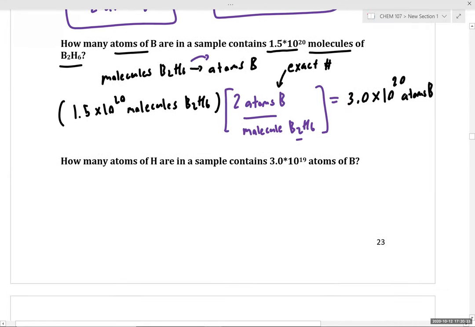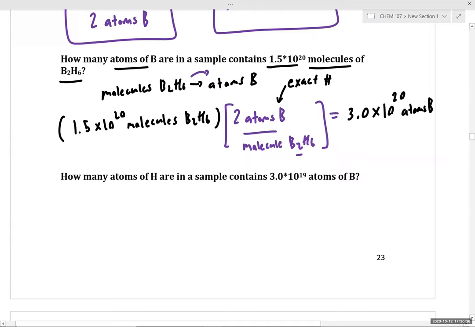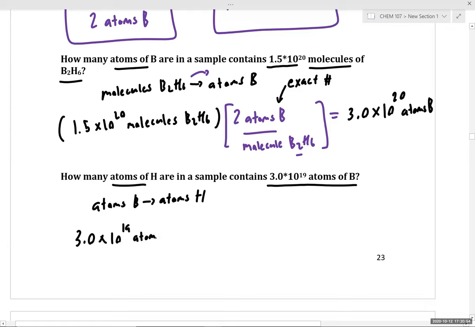So let's look at this next example now. We're asked how many atoms of hydrogen are in a sample that contains 3.0 times 10 to the 19th atoms of boron. So in this case, we're going from the atoms of boron to the atoms of hydrogen. This is why I encouraged you earlier to be very specific when you talk about moles and atoms of what? The more specific you are, the easier it is to keep the units organized.